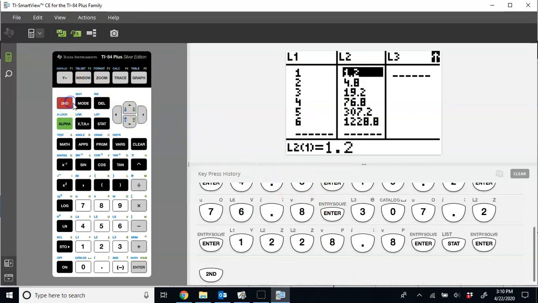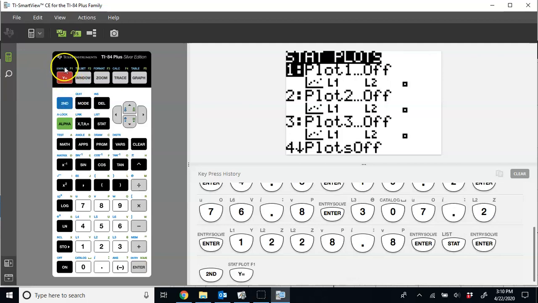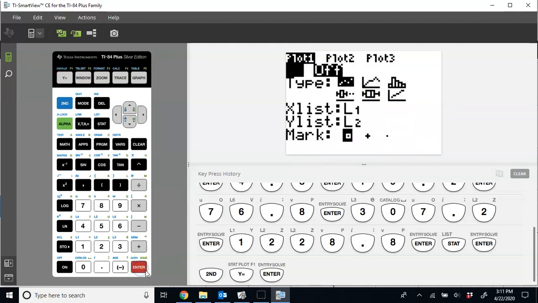I hit second, and then I hit the little Y equals button to get into that menu, Stat Plot, and I want to turn the plots on. So I go to the first one there, and I turn it on. So it's highlighted. You can see it's flashing there, the cursor. I press Enter to turn it on. Now it's no longer off. It is on. The scatter plot is the little point that's highlighted here on Type. List 1 was my X's. List 2 was my Y's.